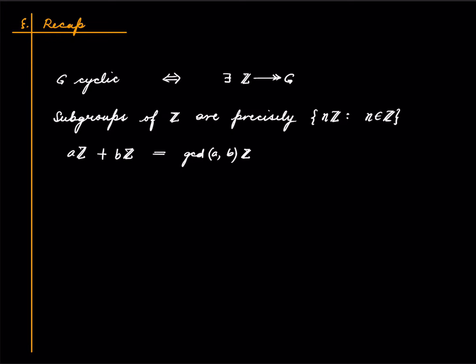And let us also recall two age-old facts. The first one is that the subgroups of Z are precisely these subgroups, and could also be 0, but these are precisely the subgroups of the group Z. And also that there is a group theoretic interpretation of the notion of GCD. If A and B are integers not both 0, then this holds.